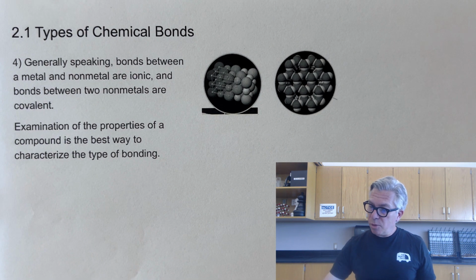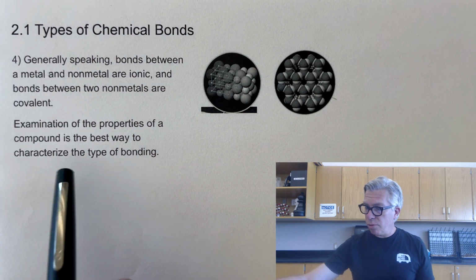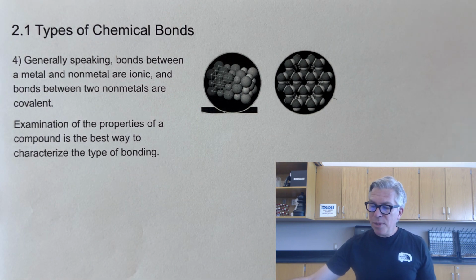And College Board tells us, and this is true, examination of the properties of a compound is the best way to characterize the type of bonding. If you understand the properties that go with different types of bonds and you do some chemical tests on them, you can kind of guess, I think that's going to be a nonpolar covalent bond compound, or maybe this is a polar covalent compound or an ionic.